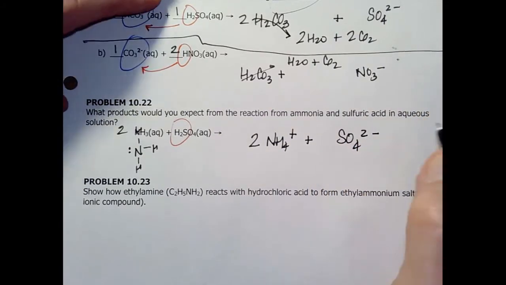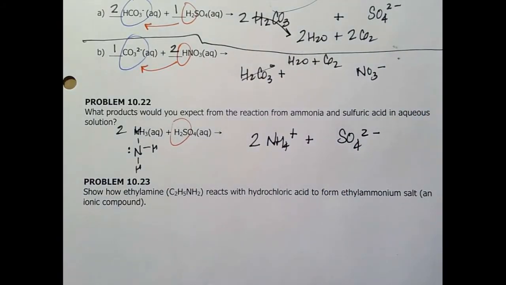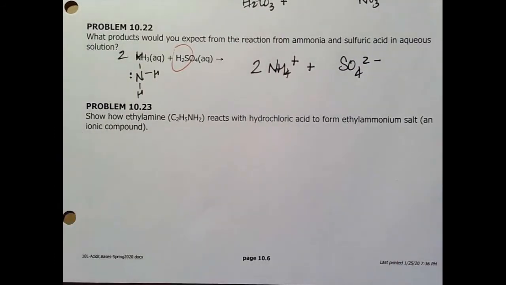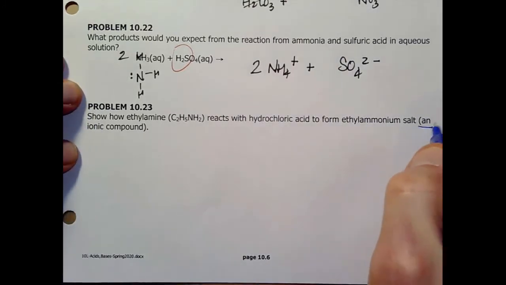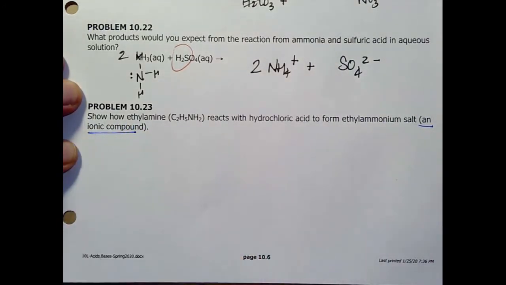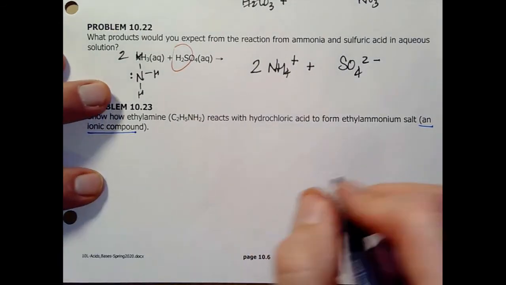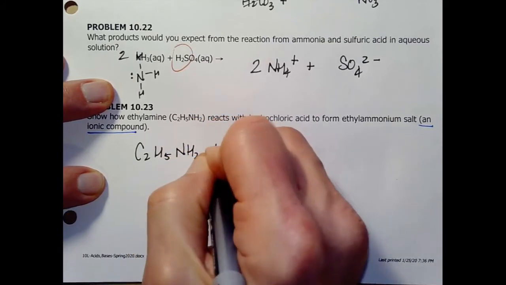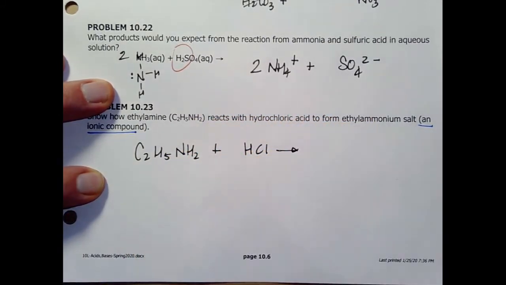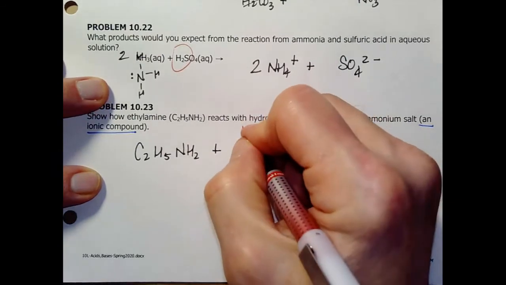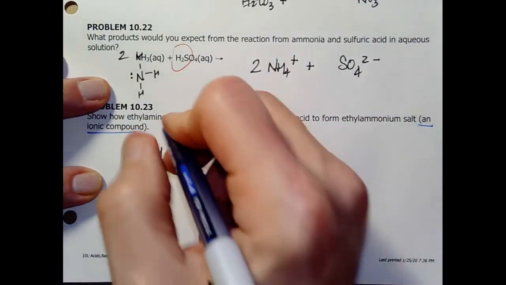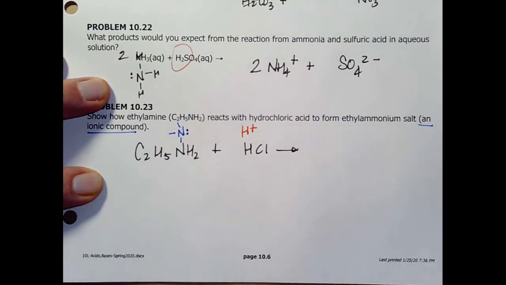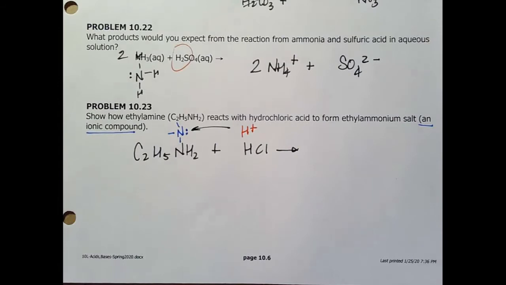SO4 2-. Now this last one, 10.23, very similar. Now here they're saying, hey, you're going to make an ionic compound. So sounds a little scary, but let's see what we've got. We got C2H5NH2 plus HCl. And I think, well, this is H plus, and there's nitrogen, like that. And I think, okay, well, that's pretty straightforward. That's going to go there.